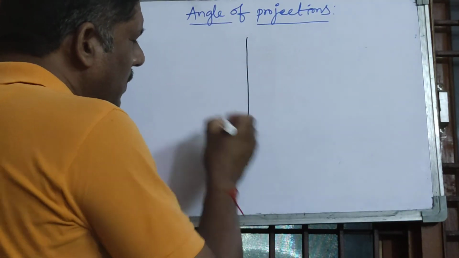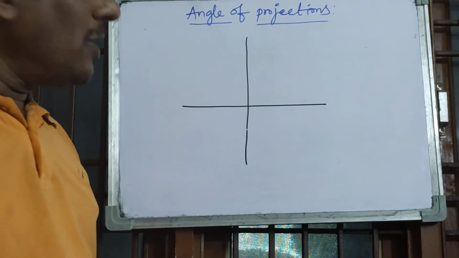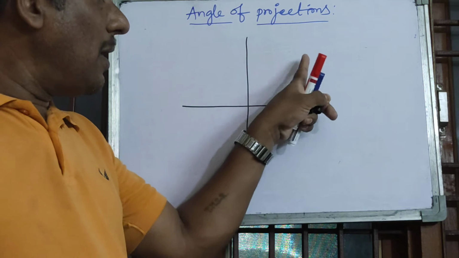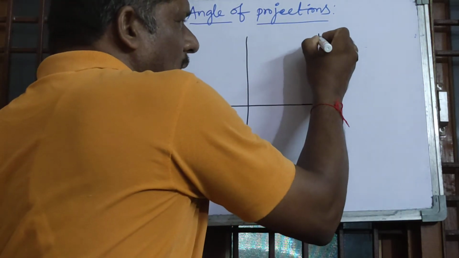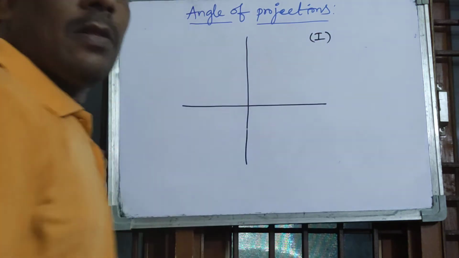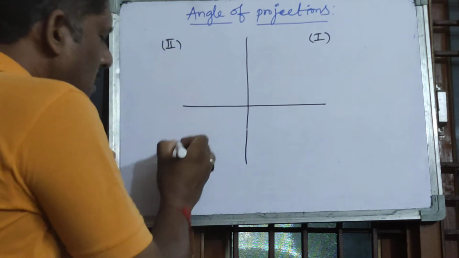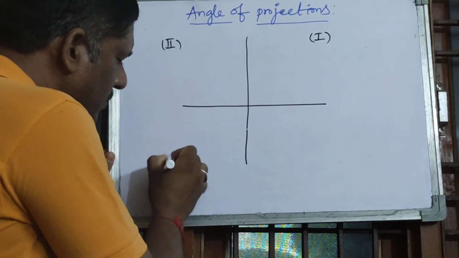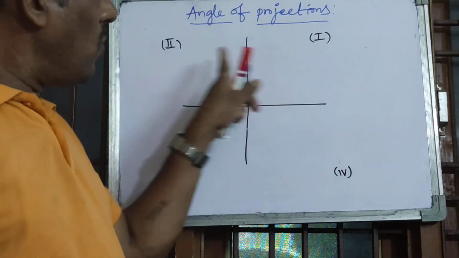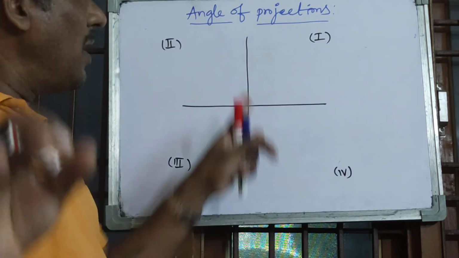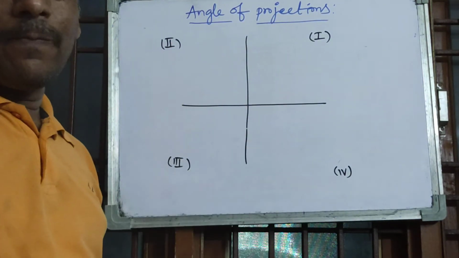First of all, I am taking four quadrants. As per trigonometry, all silver tea comes like that. I am assuming this is the first quadrant, this is the second quadrant, this is the third quadrant, and this is the fourth quadrant. So these are the four quadrants. Forget about angles of projection for now; first, these are the four quadrants.